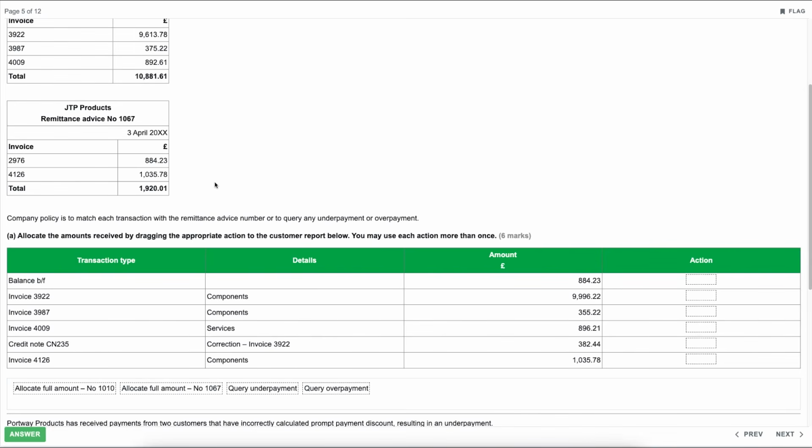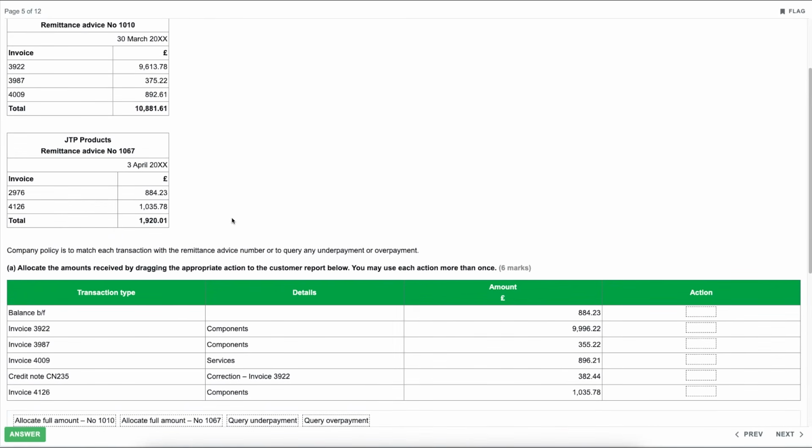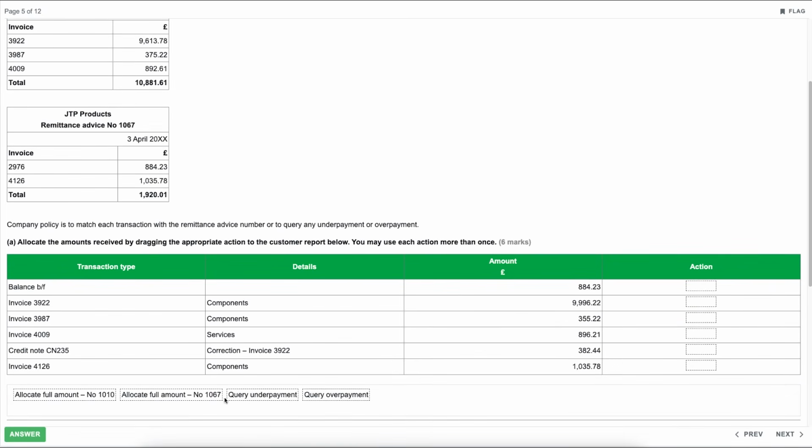Okay, so let's start off with the balance brought forward, which we can see is 884.23. So all we would do is we'd scroll up and have a look for that amount on our 2 remittance advices. We can see that that particular one falls on our second remittance advice, 1067, we've got 884.23. So we can safely assume that we need to allocate this particular amount, this 884.23, against remittance advice number 1067. So drag that in like so.